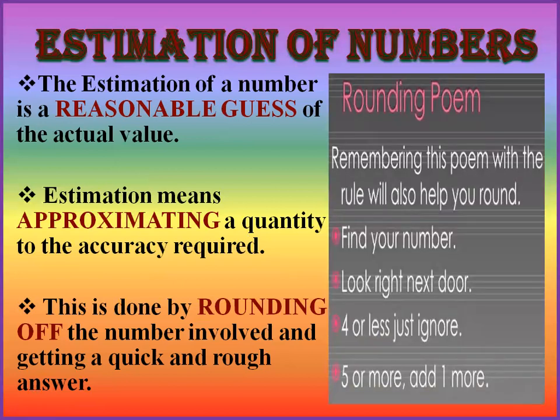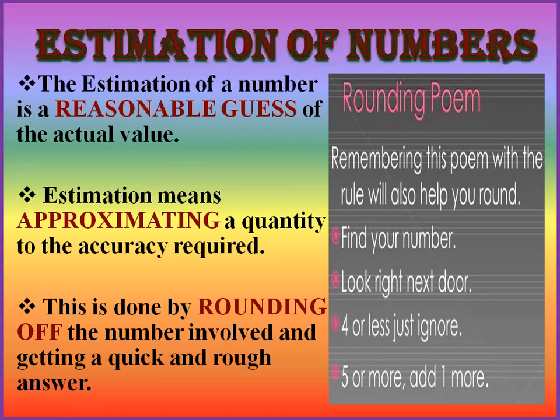This is a rounding poem, or estimation poem. Remembering this poem with a rule will help you to do it fast. Find your number. Look right next door. 4 or less, just ignore. 5 or more, add 1 more.